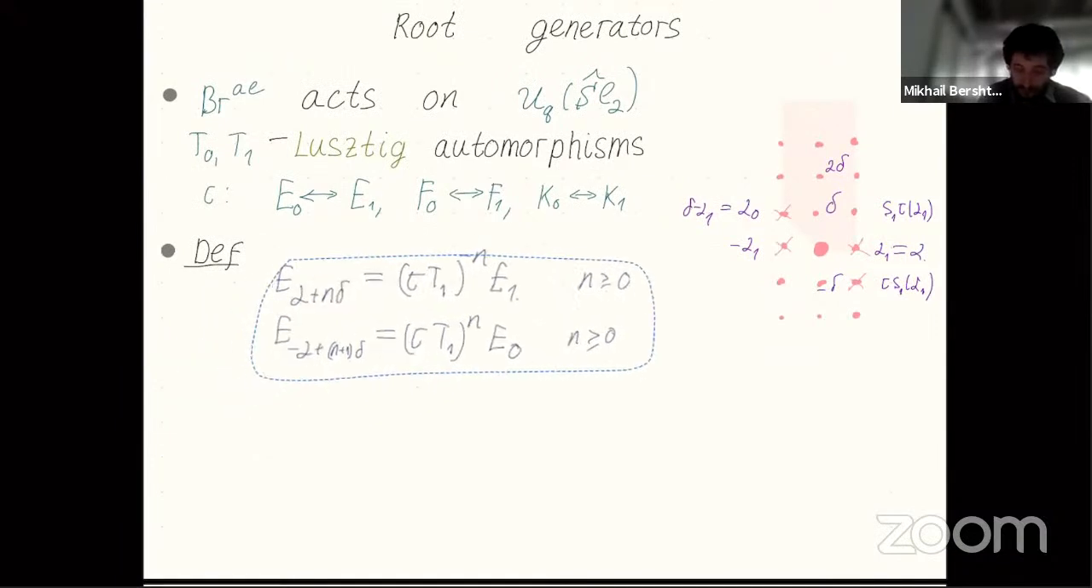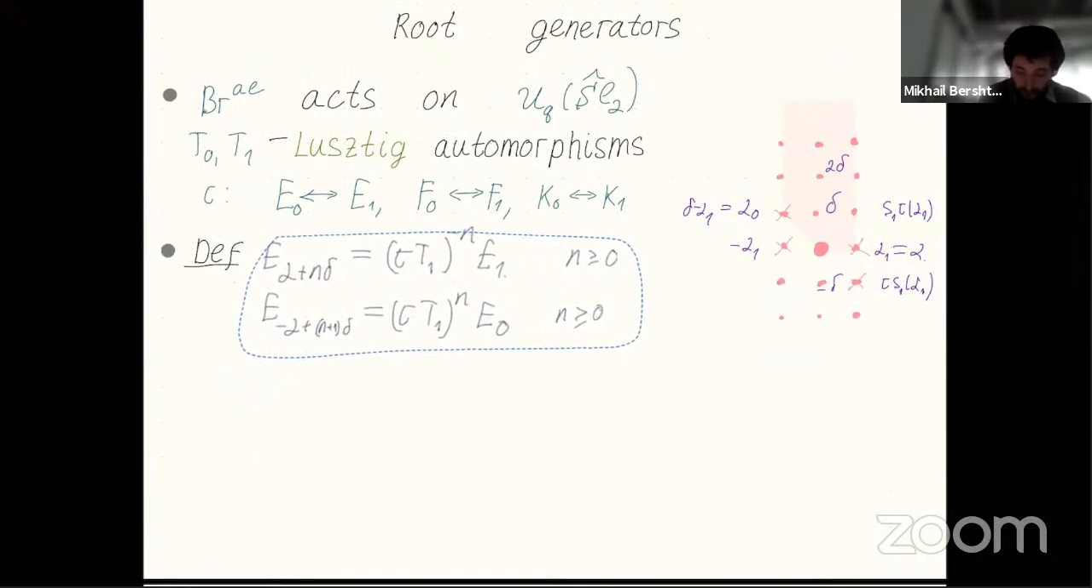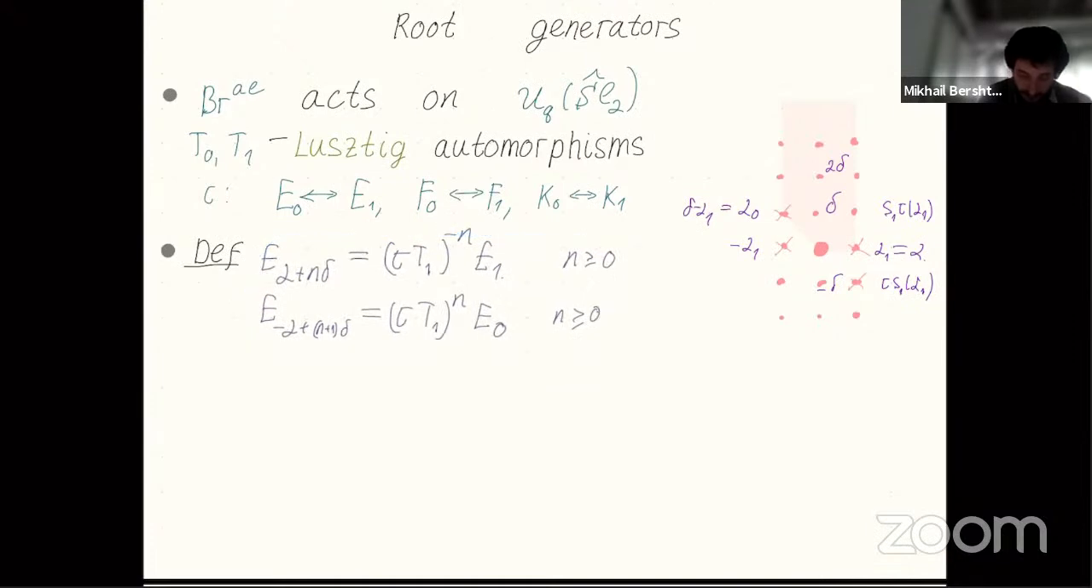Okay, assuming that this definition is somehow modified, we have the following question. How to define E delta? How to define the root generator which will correspond to the imaginary root? Are there any suggestions?